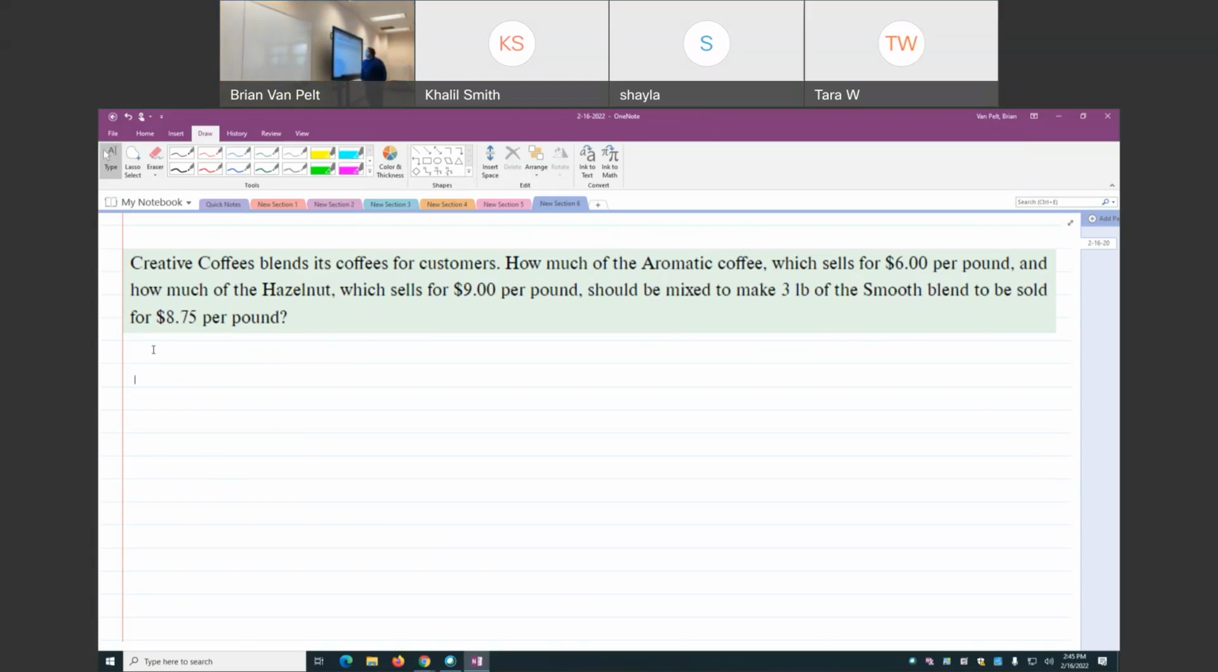Same thing with coffee. You get coffee blends all the time. What do we have? We have aromatic coffee, that's $6 a pound, and we have a hazelnut, which is $9 per pound. They should be mixed to make 3 pounds of the smooth blend. So we have 3 pounds. This is what we want to achieve: 3 pounds of the smooth blend, which is $8.75.